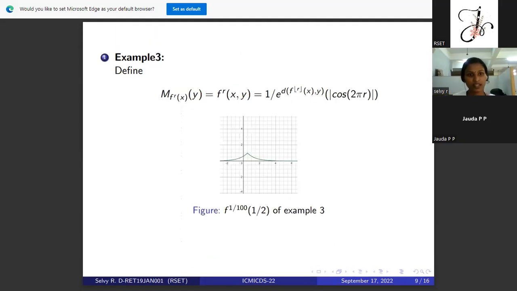The next example is: define the membership value by 1/e^(d(f^⌊r⌋(x), y)) · |cos 2πr|. Then the graph is like this.